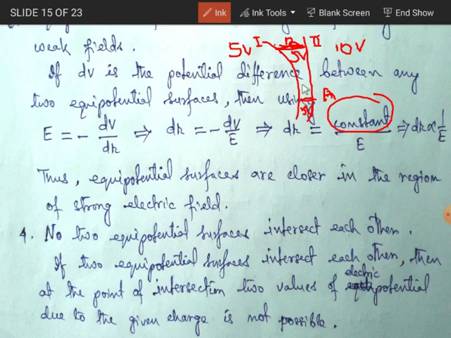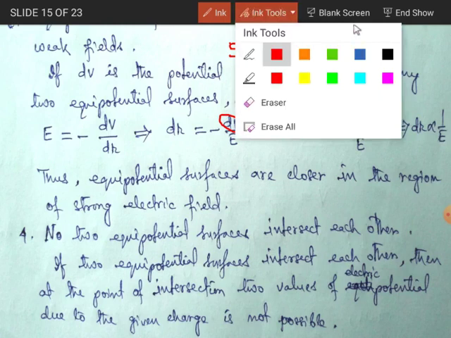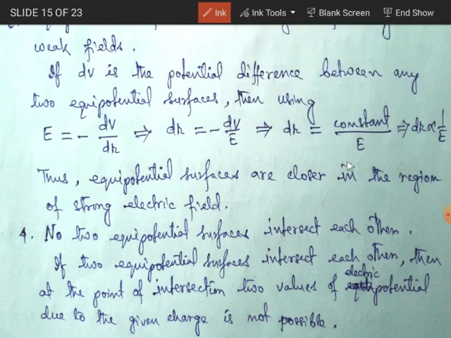So let's forget about the sign and direction, and take only the magnitude. That will be a constant quantity. So you can express this dV, the difference in potential, as constant. Your dr can then be expressed as constant divided by E. So what happened? Your dr is inversely proportional to the electric field E. We can write it that way, right?